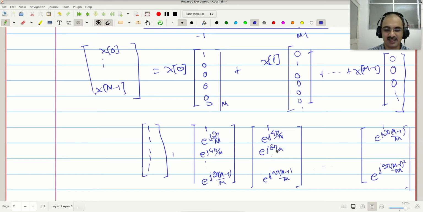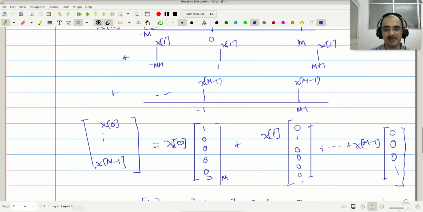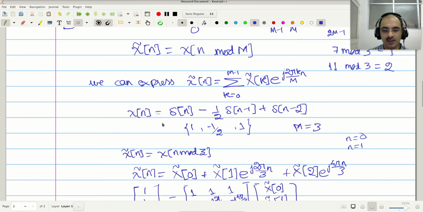Now, given that this is the case, what is the discrete Fourier series? The discrete Fourier series just says that rather than express your periodic sequence using deltas, you can express your sequence using these complex exponentials. Of course, using deltas also works.